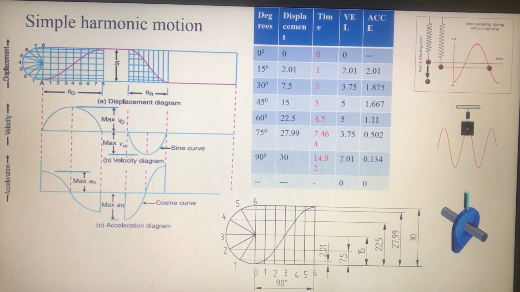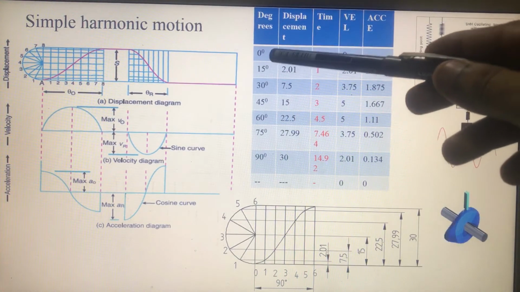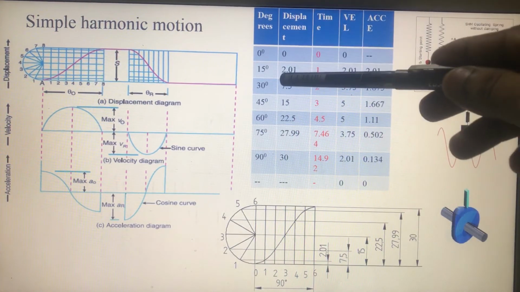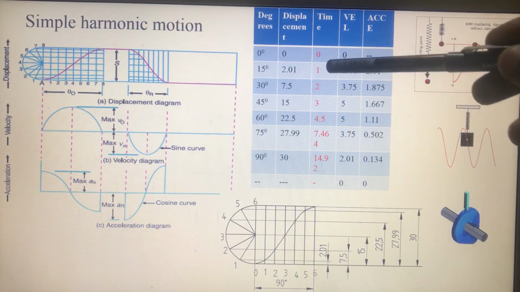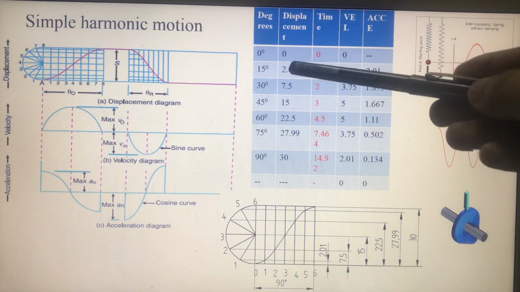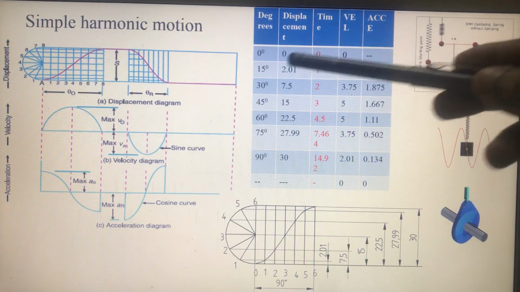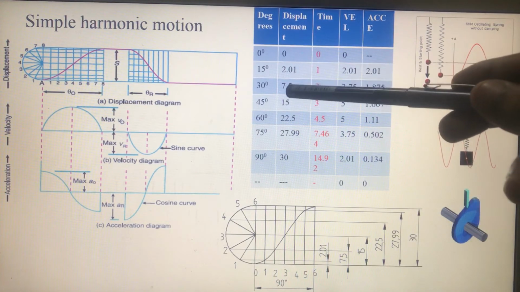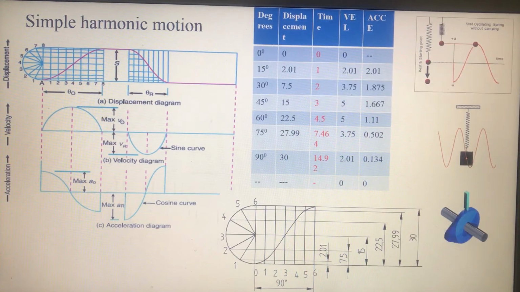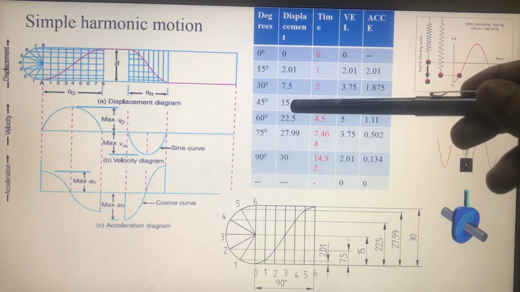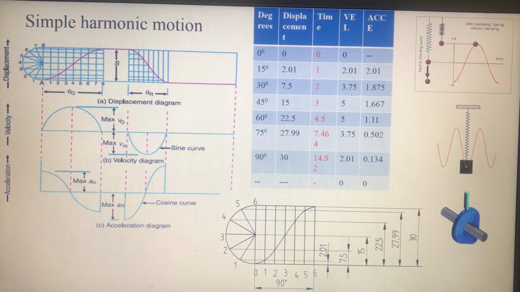So I'll explain here. For 15 degree rotation of the cam, the lift is 2.01. The time taken is 1 second. Next, for 30 degree rotation from 0 degree, the lift is 7.5. The time taken is 2 seconds. For 45 degree of rotation, displacement is 15 mm and the time taken is 3 seconds.